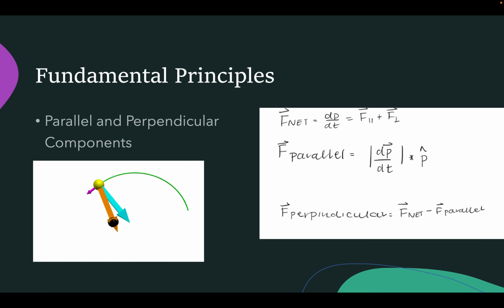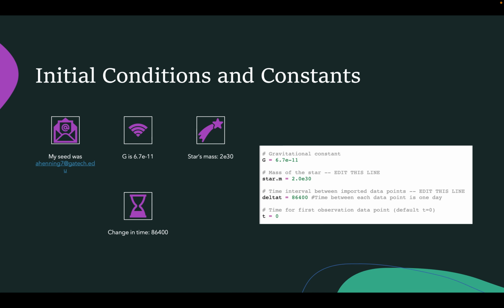The third fundamental principle we had was using the idea of parallel and perpendicular components to describe the forces of the system. Here, knowing the momentum, we were able to describe the parallel forces as the change of momentum in the direction of momentum, and the perpendicular as the difference between the total forces of the system, in this case just gravitation, as well as the parallel.